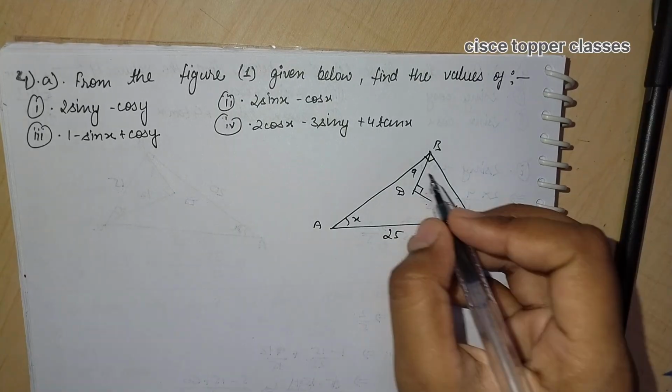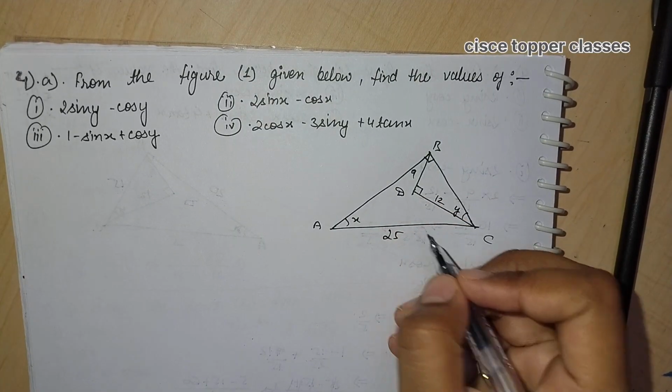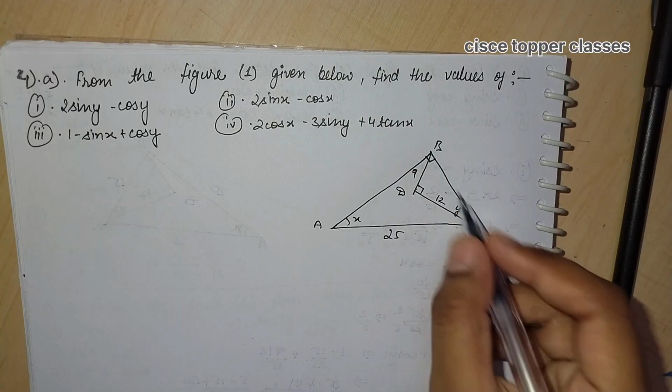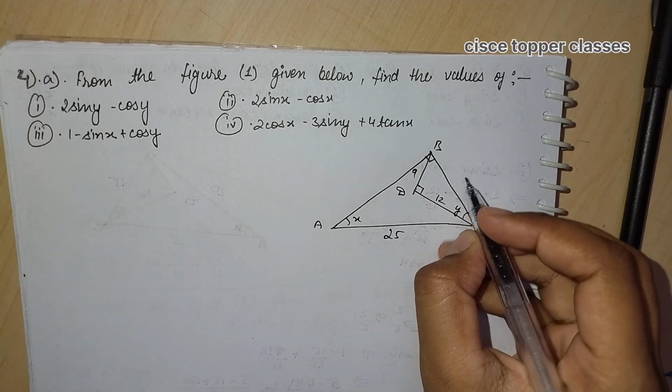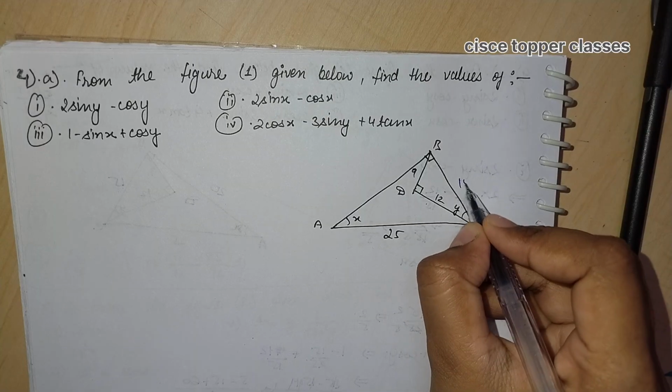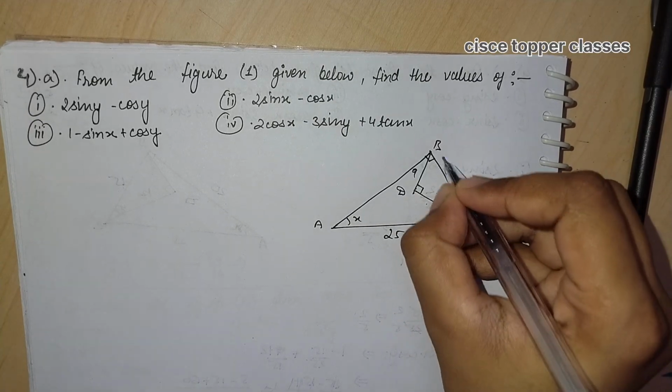So here we can firstly find the value of BC by Pythagoras theorem, because this is the hypotenuse of this part. So here we can write 9 square plus 12 square, that is 81 plus 144, so 15 is the value of BC here.